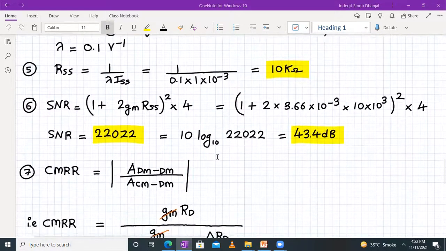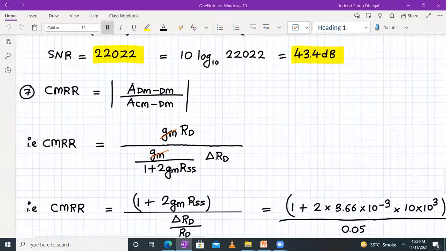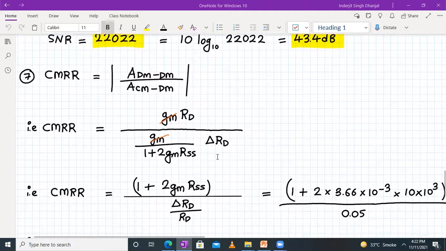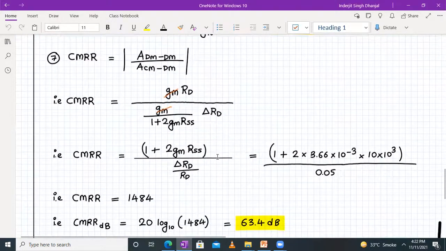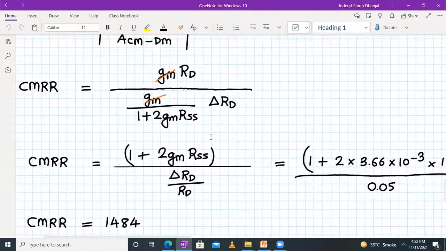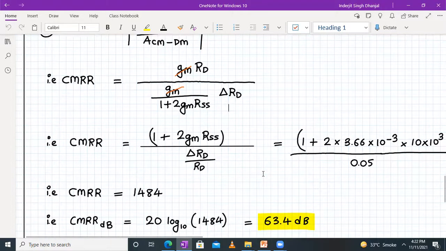Now next, finally calculate CMRR. So CMRR will be the ratio of ADM-DM divided by ACM-DM. So the ADM-DM and ACM-DM formulas we already calculated, we have written earlier. So CMRR will be 1 plus twice GM into RSS divided by delta R upon delta RD upon RD. So delta RD upon RD is 0.05. GM value is given, RSS we found out. So CMRR is coming out to be 1484.